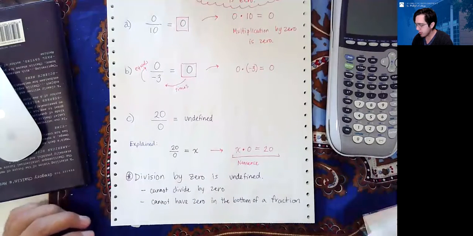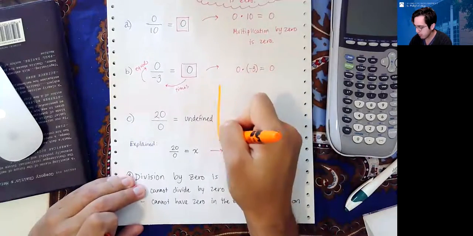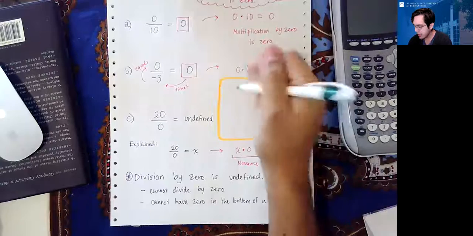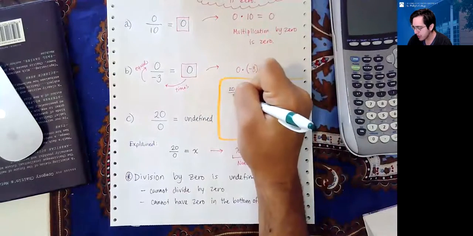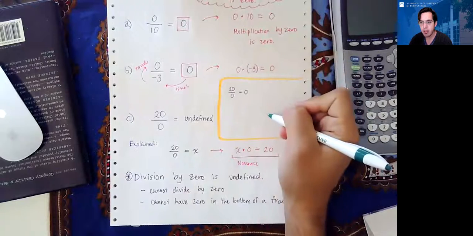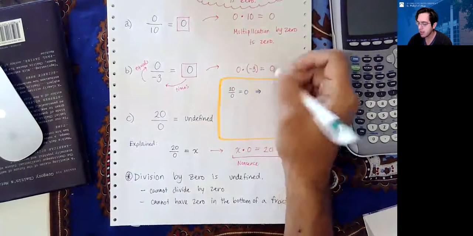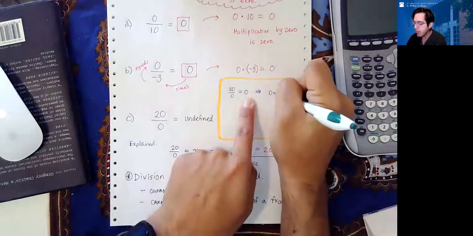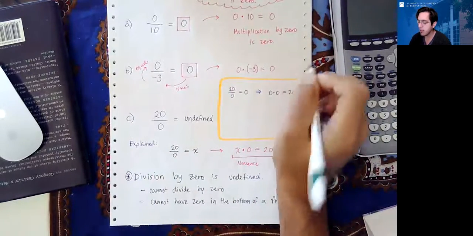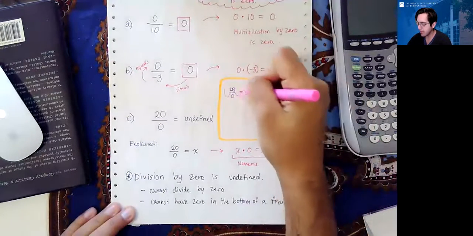And again, just to clarify that a little bit, let's say you were tempted to say 20 divided by 0 is equal to 0. If we said that, remember that implies that 0 times 0 is equal to 20. But that doesn't make any sense.